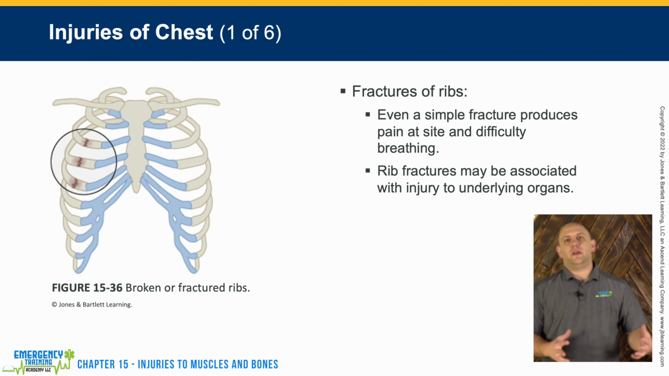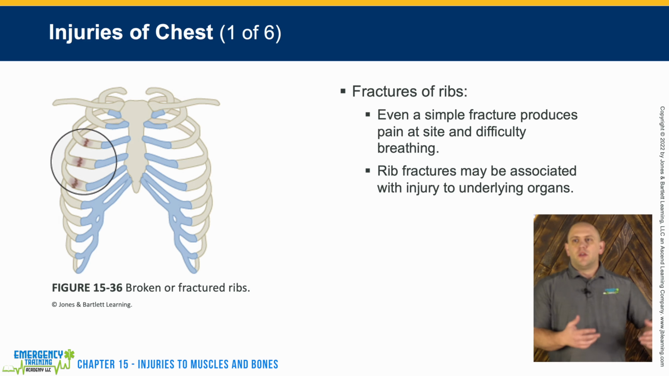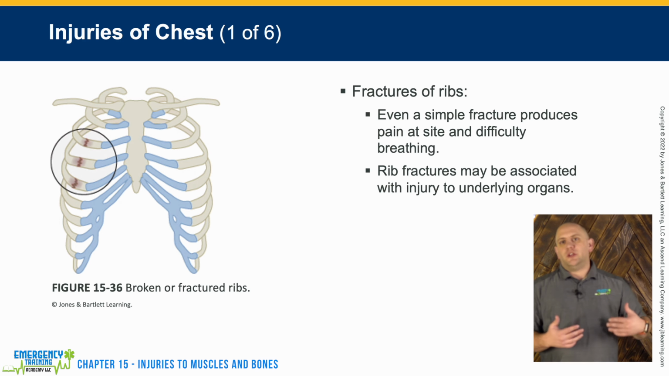Next, we'll talk a little bit about injuries of the chest. So fractured ribs can produce a lot of pain and difficulty breathing at the site. They are often associated with underlying injury to the organs that are being protected by those ribs. So it's important to pay attention to which ribs are injured, the points of tenderness, and what might be underneath each of those ribs.